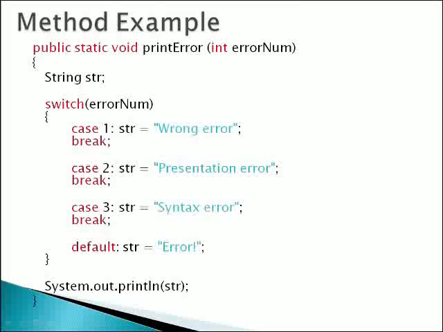Below is an example of a sample method called printError. To create this method, we have declared public and static at the beginning of the method header. We have then stated void because there is no return for this method. Within the method header in the parentheses, we have declared an int errorNum. This is the type of parameter that will be passed to the method. Inside the method, we declare a string str. We then create a switch statement of errorNum with different cases. At the end, we print out the string.